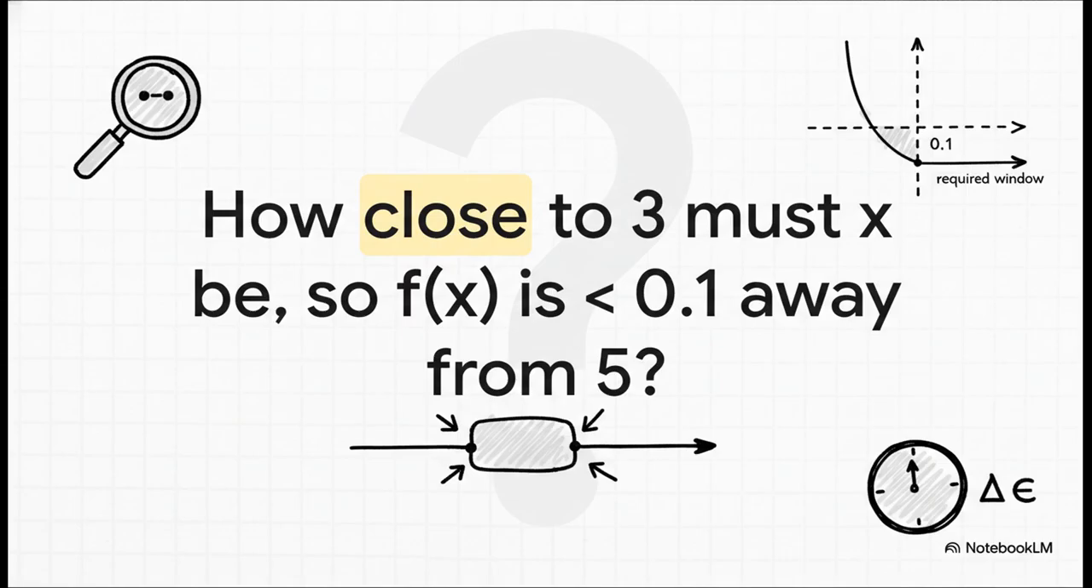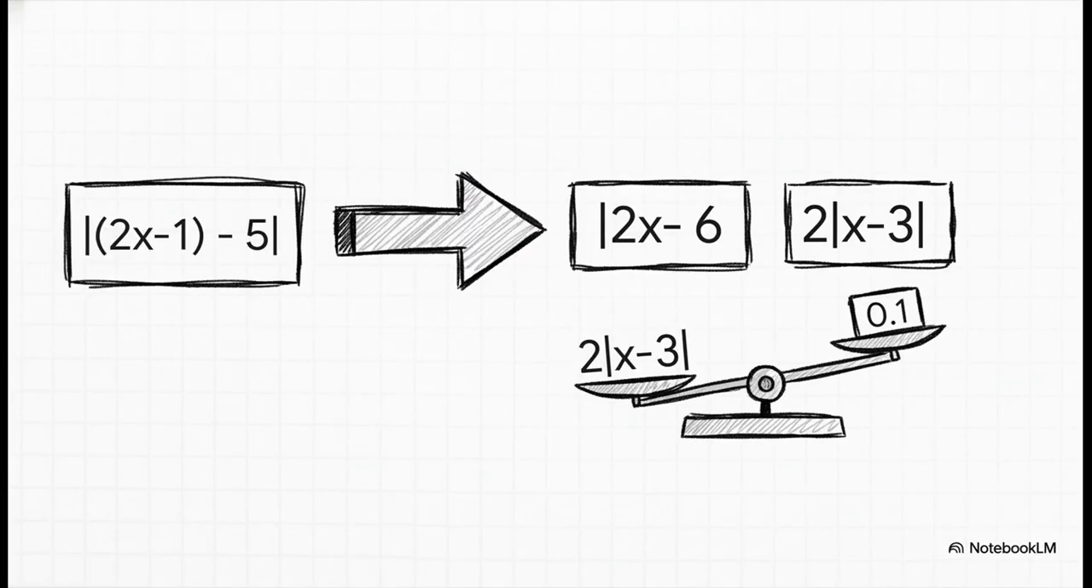Let's get really precise. I'm going to set a specific error tolerance. Let's say I want our output to be within 0.1 of 5. No more, no less. So the question is, how close do you have to get x to 3 to guarantee that happens? And we can actually solve this with some pretty basic algebra. The distance from our function's output to the limit, well, that's just the absolute value of 2x minus 1 minus 5. A little simplification, and that becomes 2 times the absolute value of x minus 3. And we need that whole thing to be less than our 0.1 tolerance.